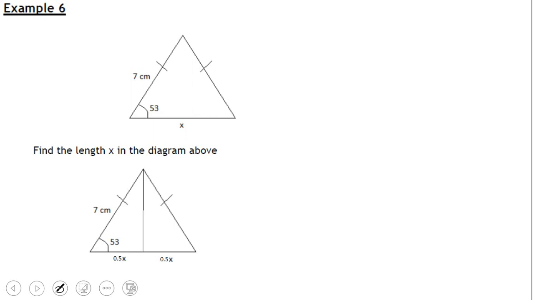Now from that we have our right angle triangle. So from our right angle at the bottom, opposite that is the 7 centimeters, so that's our hypotenuse. Opposite the angle 53 degrees is the height of that triangle, so the 0.5x is our adjacent side. The 0.5x is our A, 7 centimeters being opposite the right angle is our H. So A and H, we're using cos theta equals A over H. Sticking in our values, cos 53 is equal to 0.5x divided by 7.